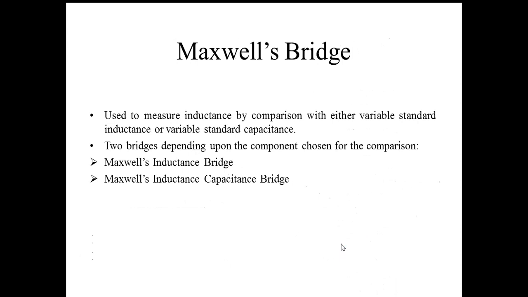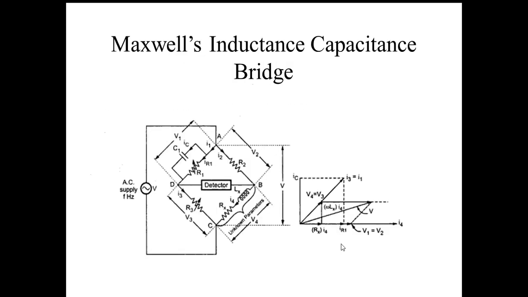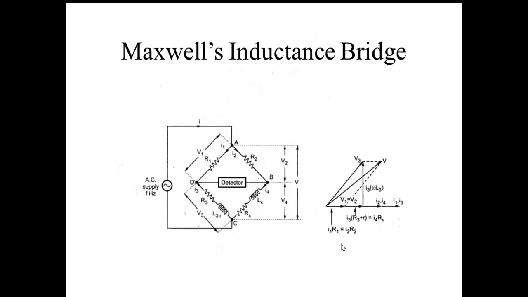Now coming to the next composition, that is your Maxwell bridge. Now Maxwell bridge I've already discussed. Maxwell bridge could be Maxwell inductance or it could be Maxwell inductance capacitance. Now what is the difference between the two? The difference would be the arms, the four arms that are there, the components that would be there would be different.